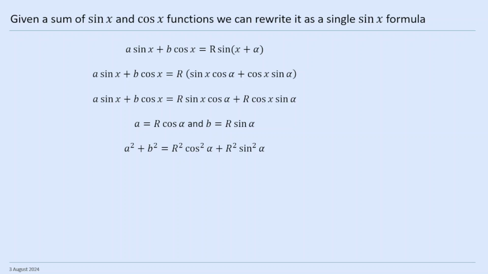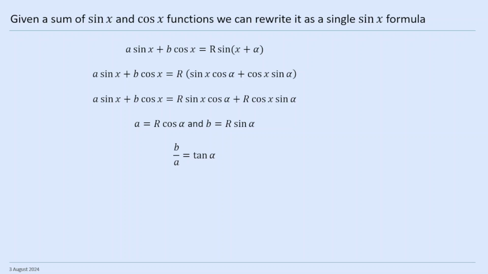A squared plus b squared equals r squared cos squared alpha plus r squared sine squared alpha. Factor out the r squared. We get cos squared alpha plus sine squared alpha, which is 1. So r squared equals a squared plus b squared. So r is the square root of a squared plus b squared. So that's really helpful. We've worked out r, now we're going to work out alpha.